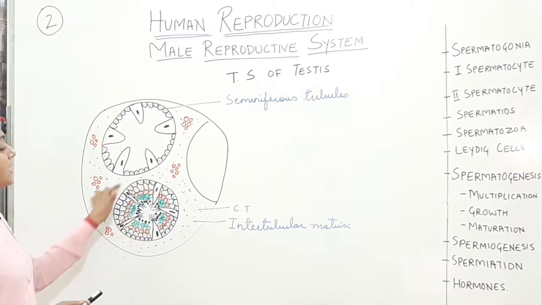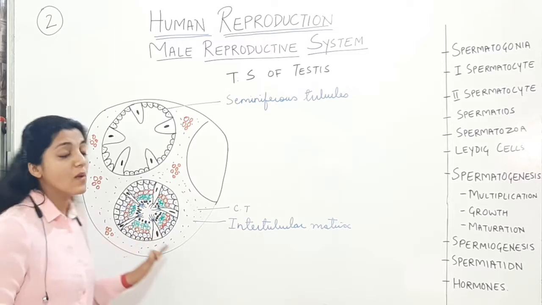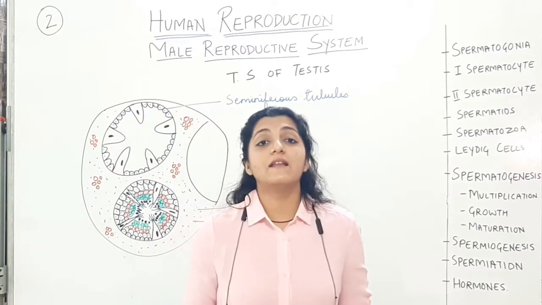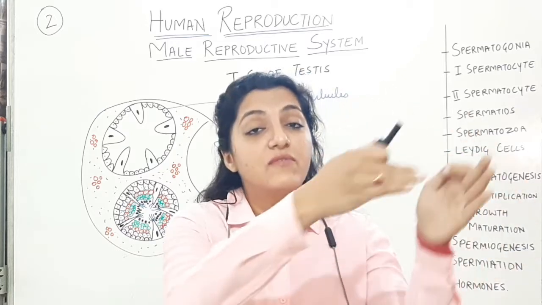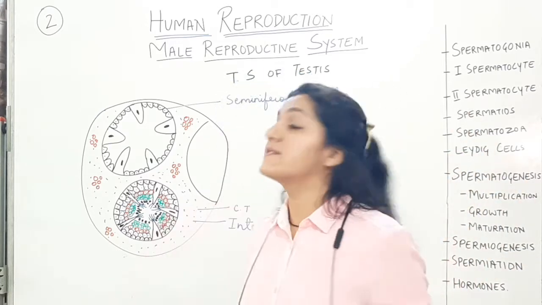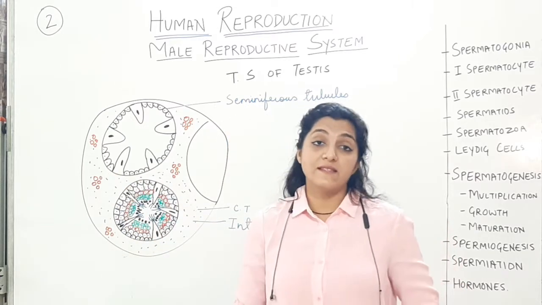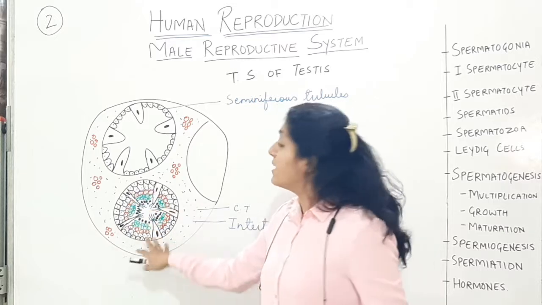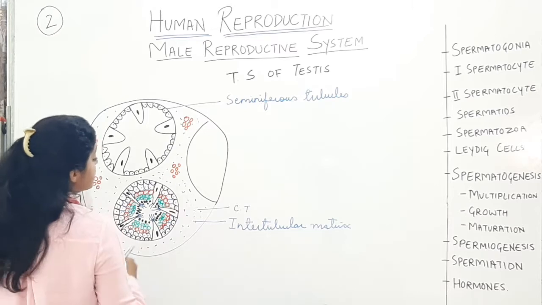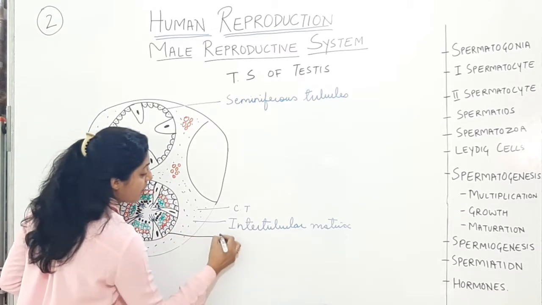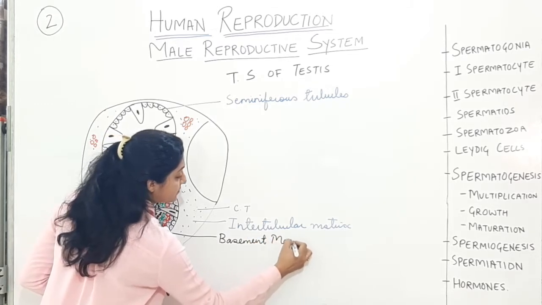Now, inside each seminiferous tubule, you are going to see a variety of cells which actually tell us the process of spermatogenesis. एक sperm कैसे बनता है differentiate होके from various other cells. This is what the arrangement of cells inside the seminiferous tubule tells us about. So let us see what kind of cells are present in the seminiferous tubule. Inside each seminiferous tubule, now this is the basement membrane of the tubule. This is the basement membrane.